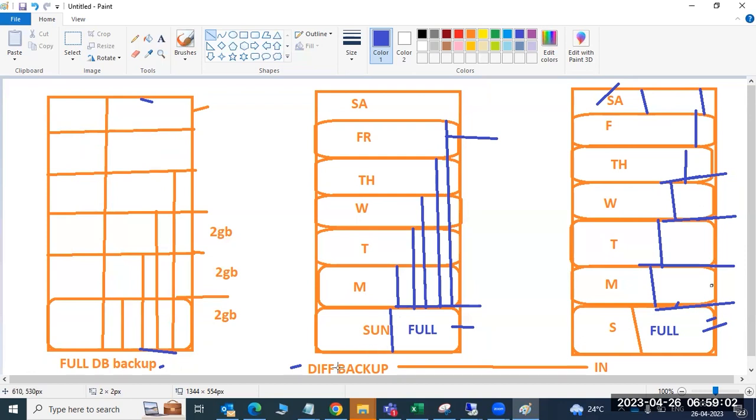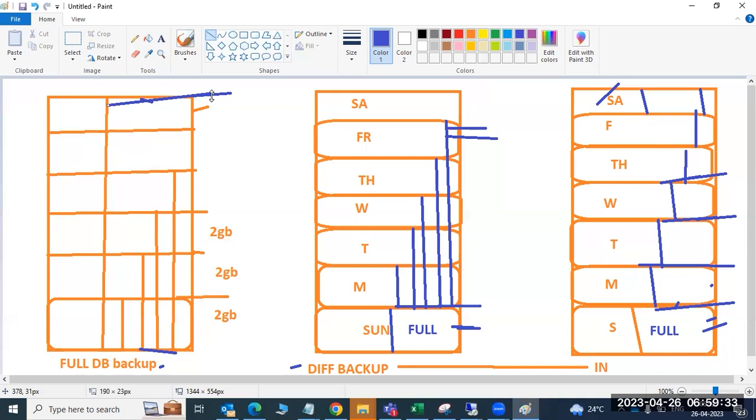But if you take the differential backup, one full backup and the last differential backup is enough to restore it. Why? Because the last differential backup has all the data from the full backup up to date. And if you are taking the complete DB backup, then one file is enough. The last database backup file is enough to restore it. So these are the restore advantages.